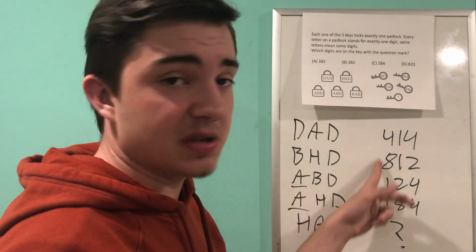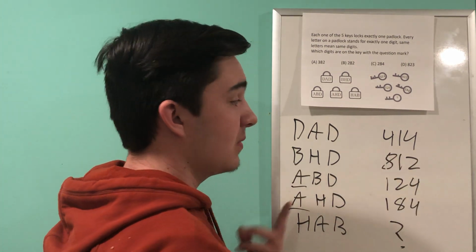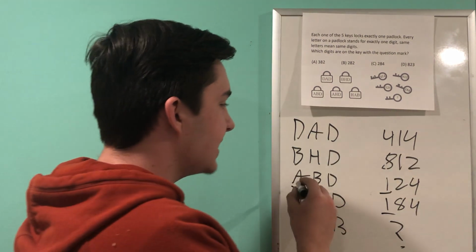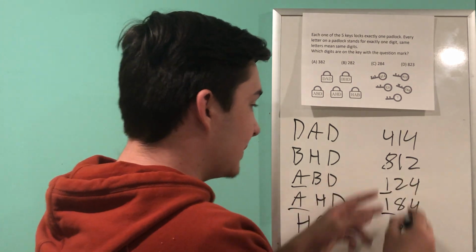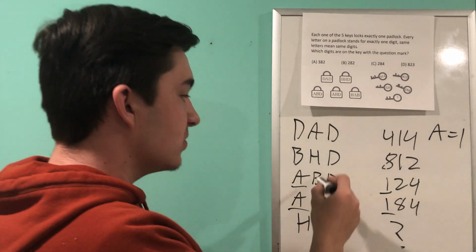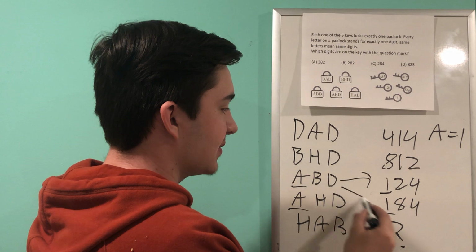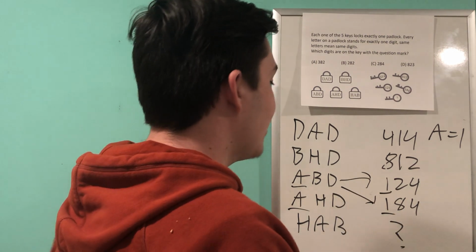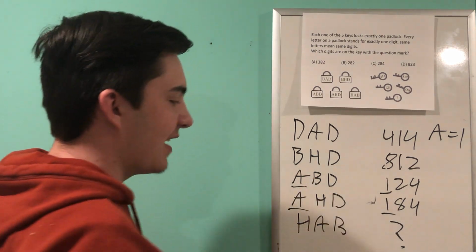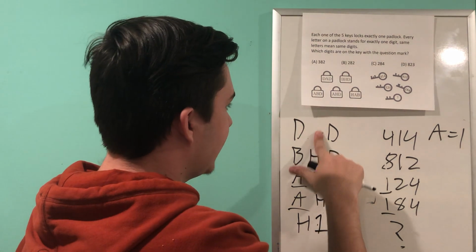Let's see if there's any numbers that repeat here now. 4? Only once. 8? Only once again, but 1. Twice. So what does that mean? That means that A corresponds to 1. Now, we don't know which one's which. We have no idea if this one's this one or if this one's that one. So right now we have to try to solve for one of the other letters. So let's just plug in A everywhere we got it, right? So we have 1 here. We have 1 here.